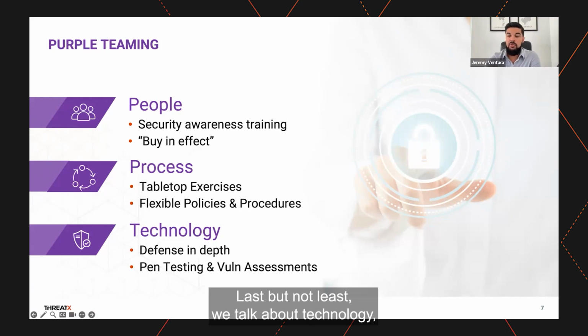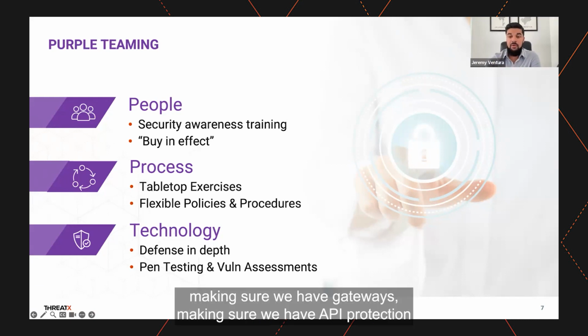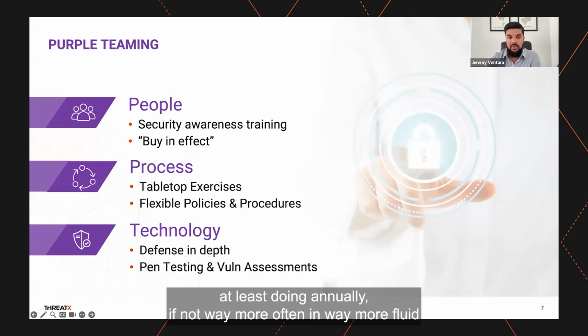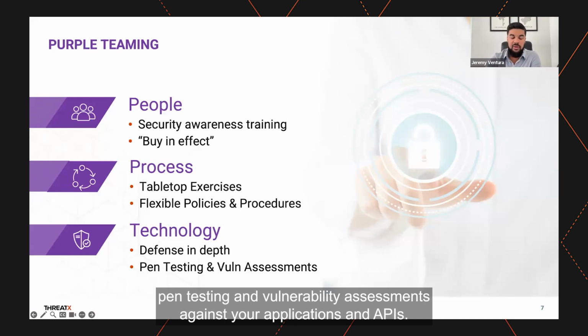Last but not least, we talk about technology. As I mentioned, defense in depth, making sure we have gateways, making sure we have API protection platforms and solutions in place to protect against real-time threats. From there, it's always good to make sure your organization is doing, at least annually if not way more often and way more fluidly, pen testing and vulnerability assessments against your applications and APIs.